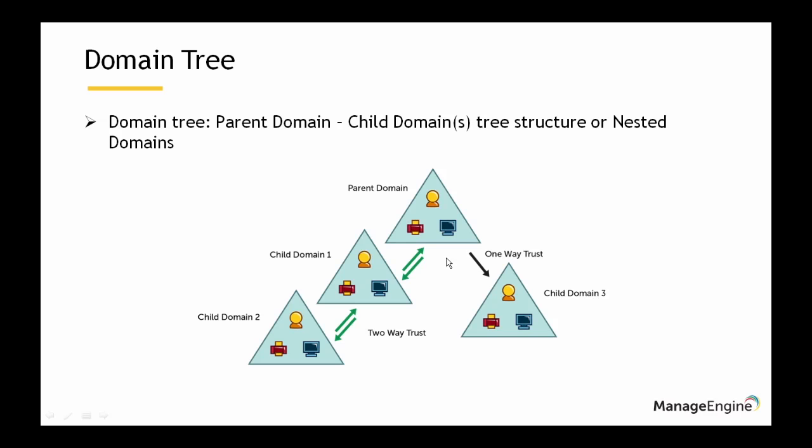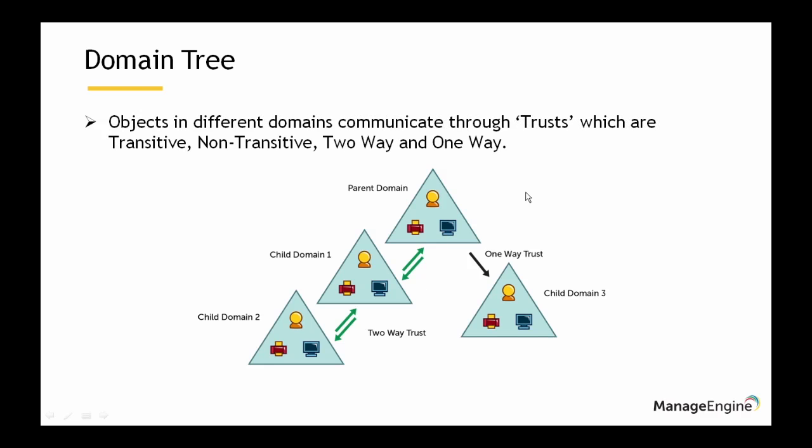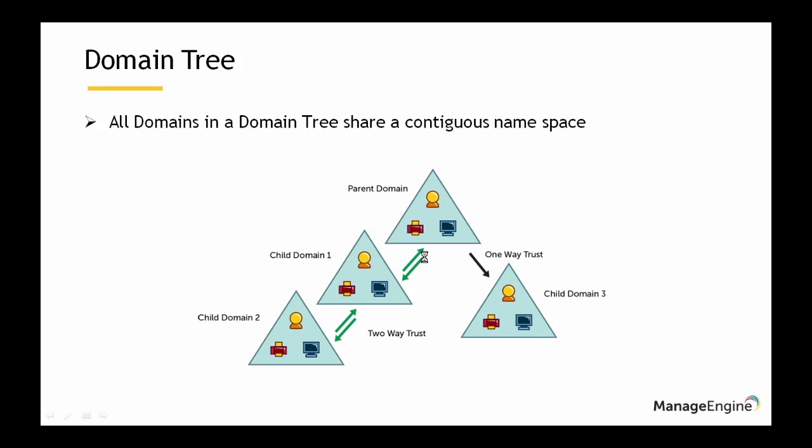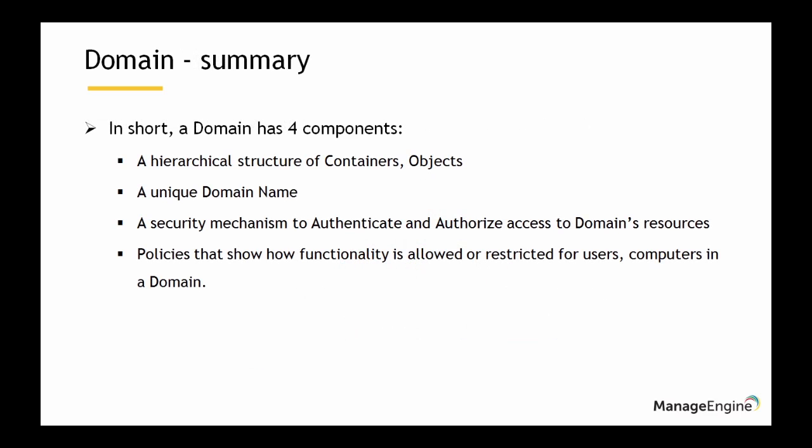And when you talk about establishing communication between those two domains, that's when you have something called trusts. And there are various levels of trusts. So you have transitive, non-transitive, one-way, and two-way trusts between domains. By default, all the domains in a forest are connected by transitive trusts. And all domains in a domain tree share a contiguous namespace.